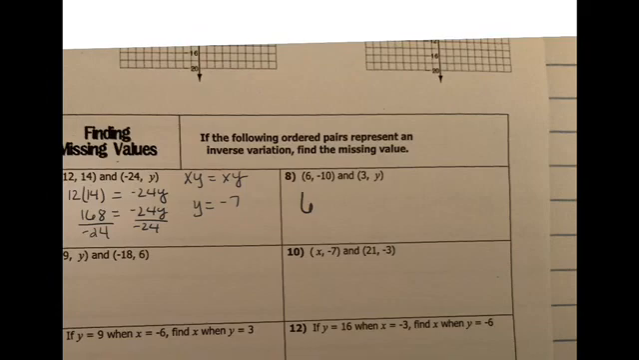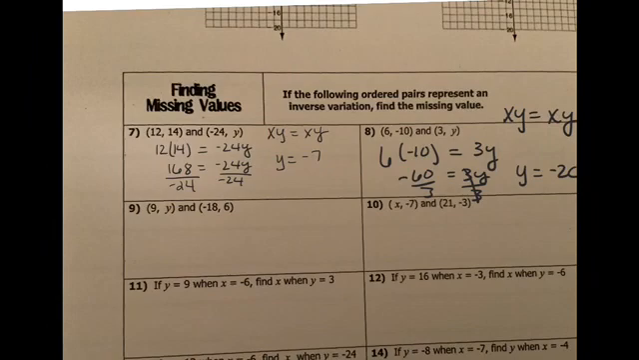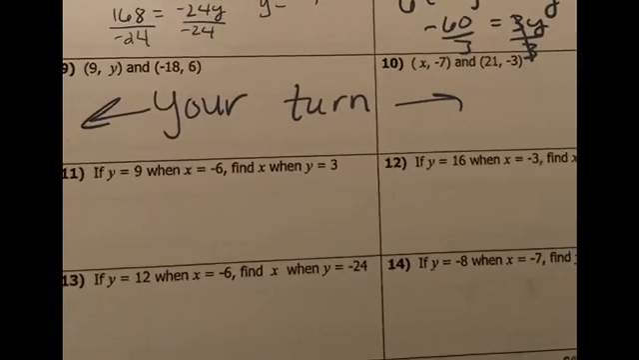All right, let's look at the next one. We have 6 times negative 10, which is equal to 3y, still using our x1y1 equals x2y2. When we do that, we get negative 60 equals 3y. And when you divide by 3, y is negative 20. So I want you to go ahead and pause the video, and try 9 and 10 on your own. Okay? After you've had a chance to try 9 and 10, let's look at the next ones.